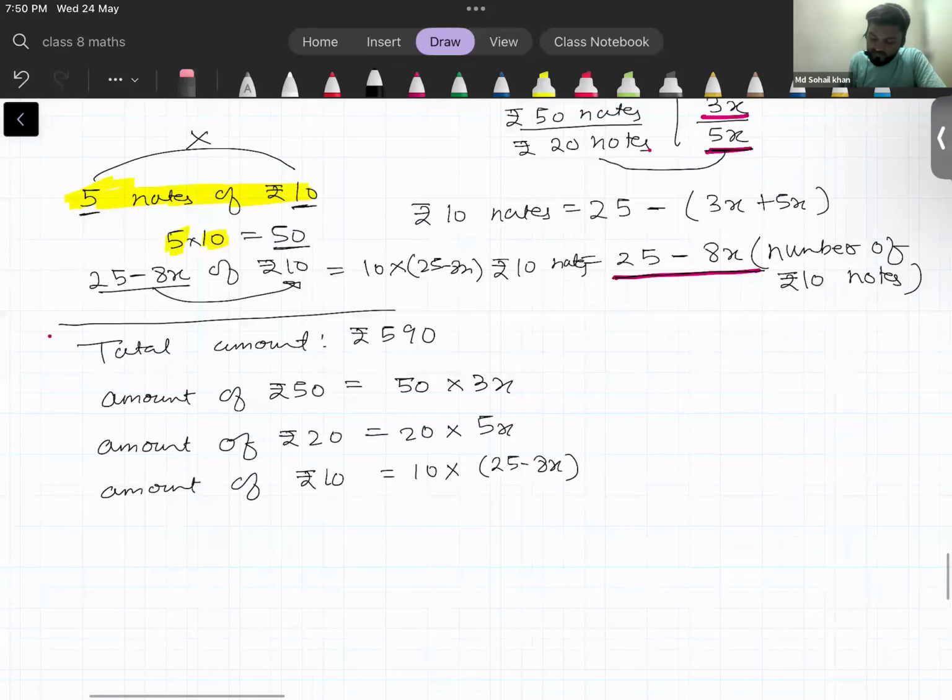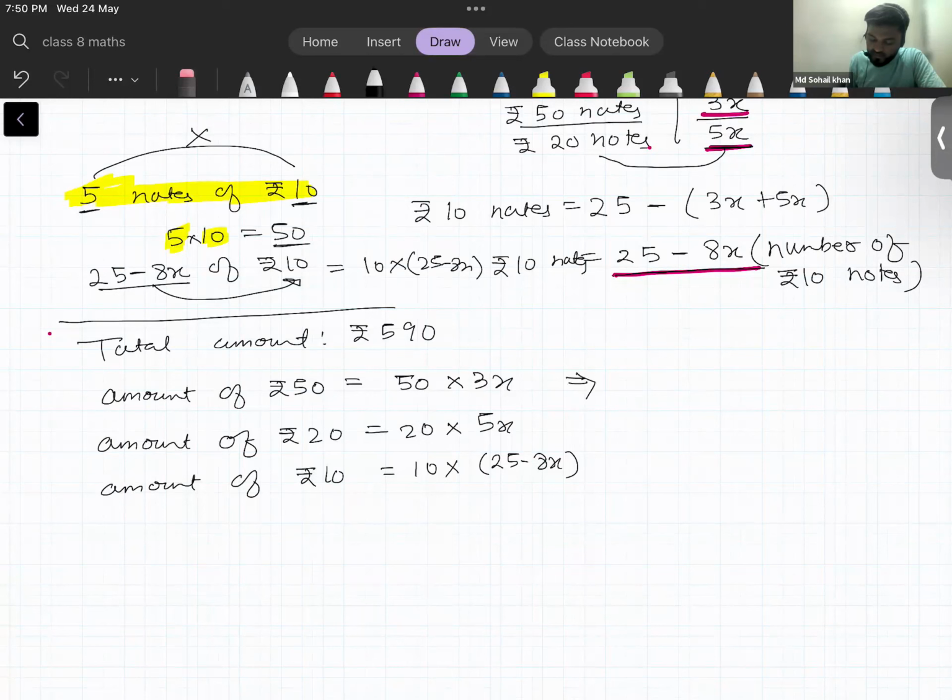Now we can further simplify them. So 50 multiplied by 3x will give you 150x.